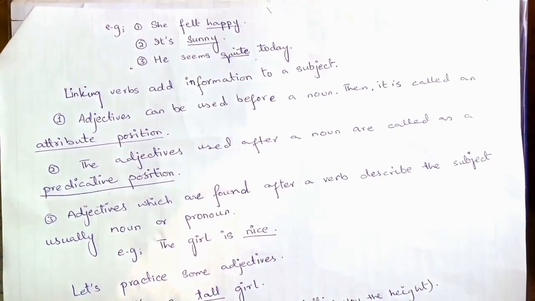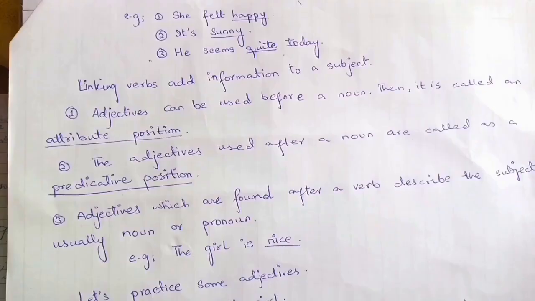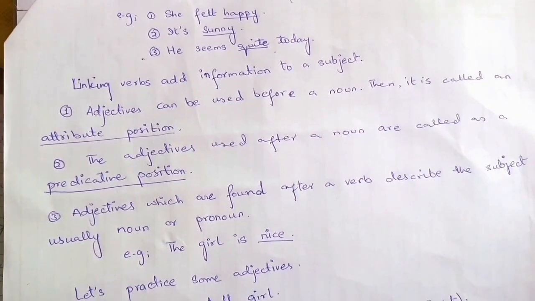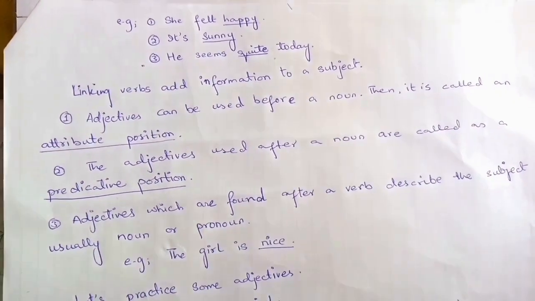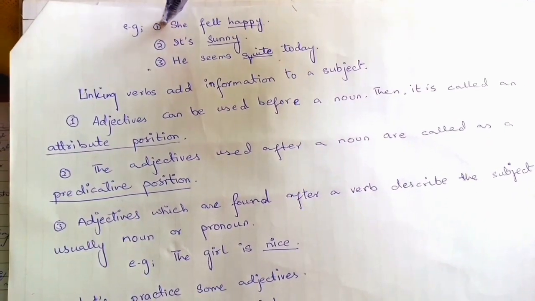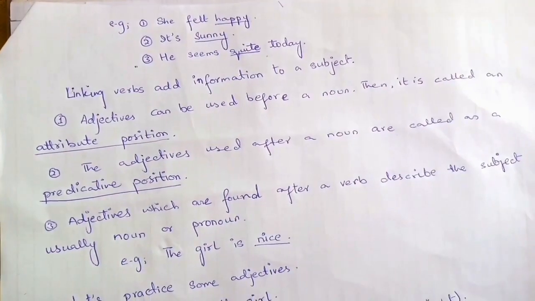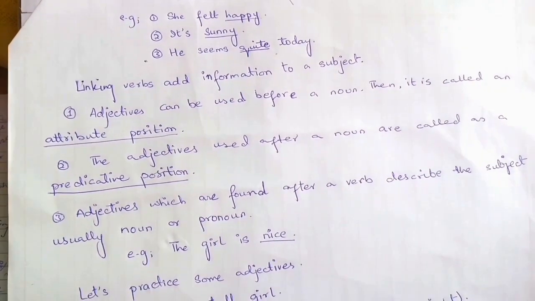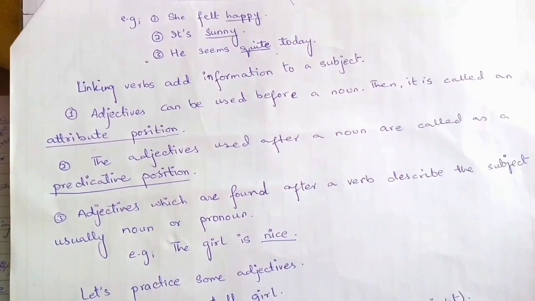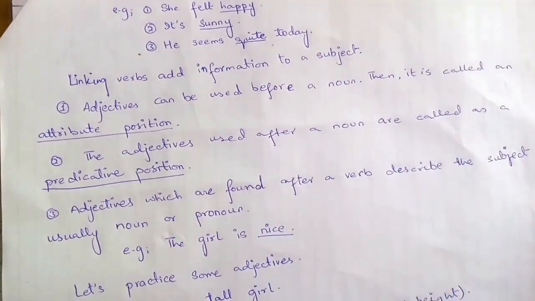Remember, I told you in the previous lecture that some of the adjectives do not contain a noun. Then what will you do? In that case, if a sentence does not contain a noun, then you have to focus on a pronoun. In this sentence, she is a pronoun. She felt happy. So what did you learn about the pronoun she? That she is happy. She felt happy.